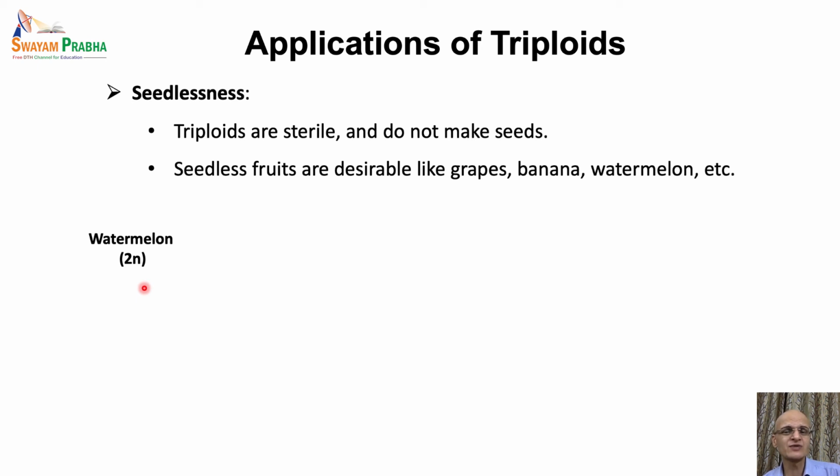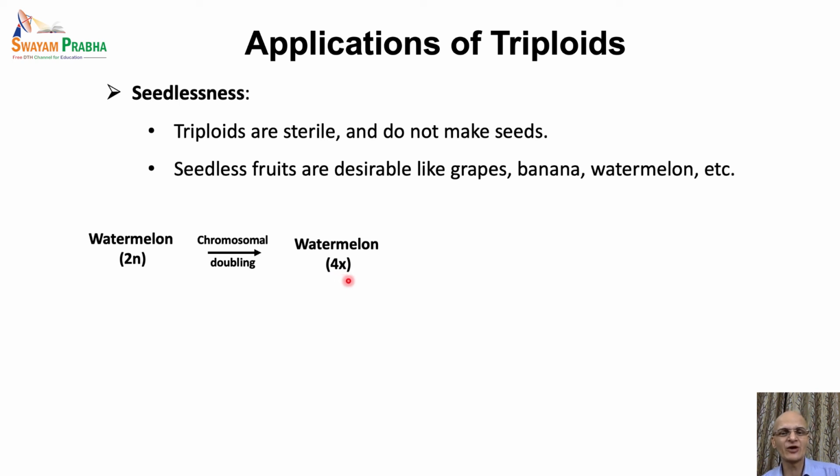So, for the chromosomal doubling, here is a watermelon, basically a diploid watermelon, and in the diploid watermelon, chromosomal doubling is induced by the application of spindle inhibitors, and it results in the production of a tetraploid watermelon.